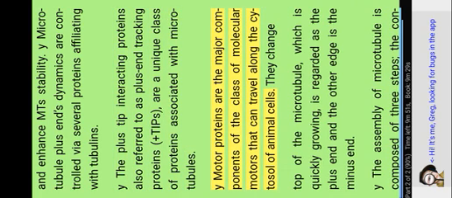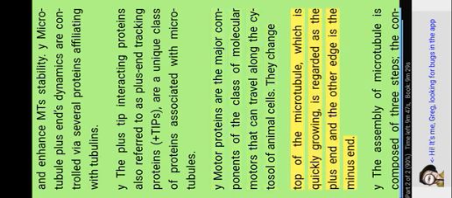Motor proteins are the major components of the class of molecular motors that can travel along the cytosol of animal cells. The top of the microtubule, which is quickly growing, is regarded as the plus end, and the other edge is the minus end.